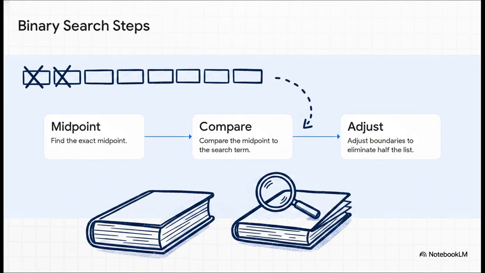Think back to that 1,000-page book. If you want page 250, you're not flipping page by page from the beginning. You're going to open it right to the exact middle, page 500, and instantly realize, okay, I can ignore this entire second half of the book. Binary search does exactly this. It continuously finds a midpoint, compares it, and adjusts its boundaries.